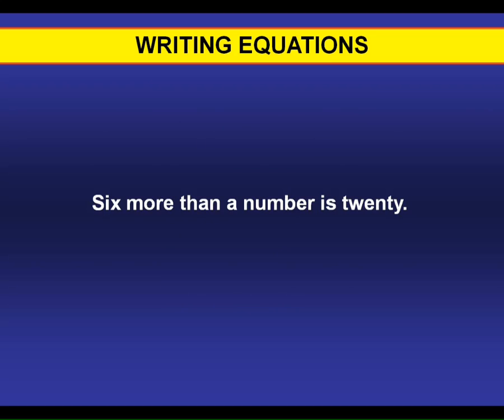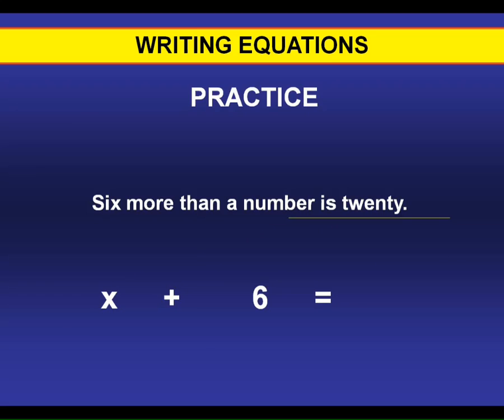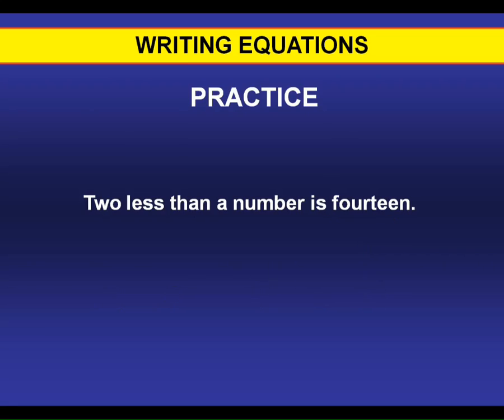So if you had to write this as an equation, 6 more than a number is 20. Anybody want to take a stab at that? What would that look like? Yeah, Jared. X plus 6 equals 20. Exactly. X plus 6 or 6 plus X equals 20. The reason the order doesn't matter is because addition is commutative, right? You can switch around the order. So X plus 6 or 6 plus X is 20.